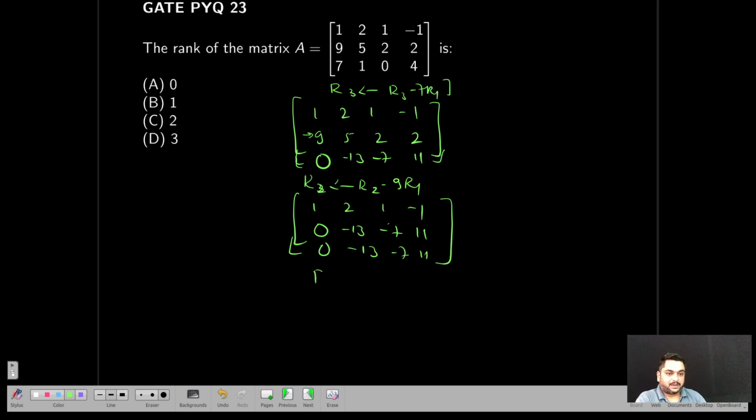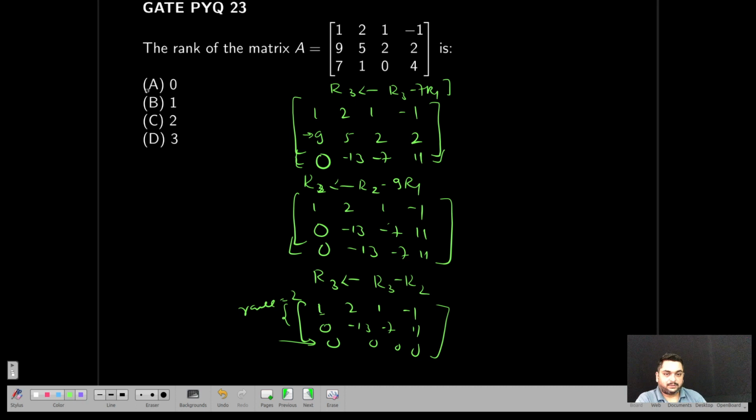So you subtract R3 from R2. The last row becomes 0. 1, 2, 1 minus 1. 0 minus 13 minus 7, 11. So 0, 0, 0, 0. That means what? So the rank of this is 2. This is already in row echelon form, so I cannot further reduce it. So rank will be equal to 2.